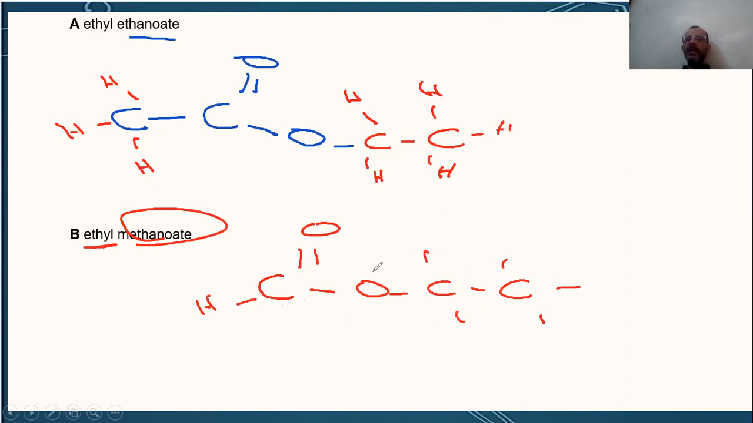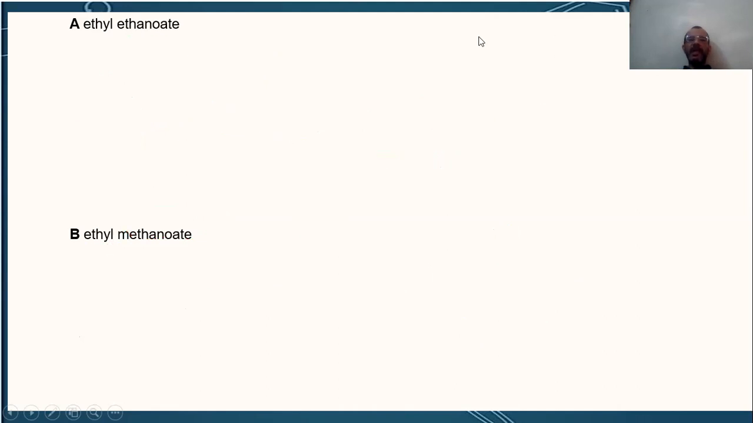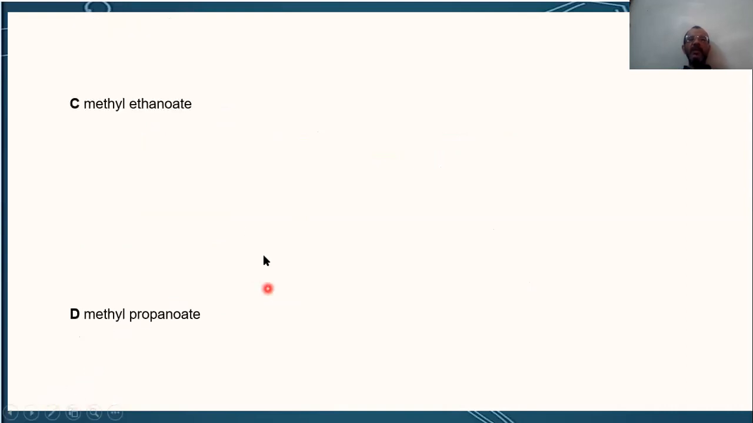This is the idea of drawing the chemical structure of esters, and we complete the hydrogen. That is ethyl methanoate. I want you to draw the second one. I'll give you time to draw it and write. Let's see how we can draw that.